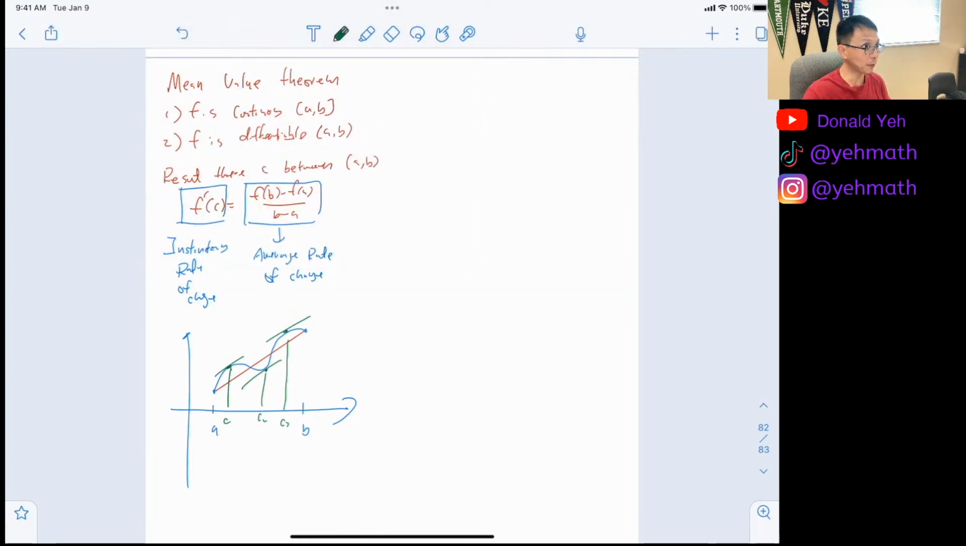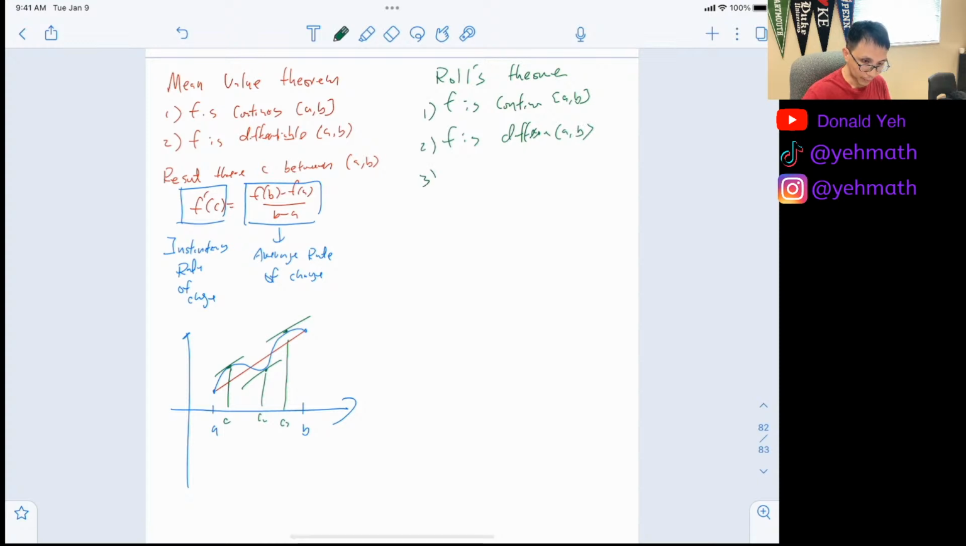Another one coming from the mean value theorem is Rolle's. They haven't asked this one a lot, but Rolle's theorem says f is continuous, f is differentiable. So the same thing, right? Let's say [a, b] and (a, b). And the third condition is what? f(a) must equal f(b).